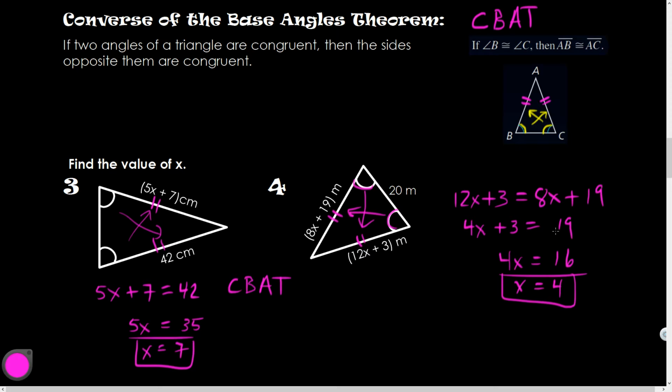So both of those theorems apply when you have isosceles triangles, or, well, this one becomes an isosceles triangle because of the two angles.